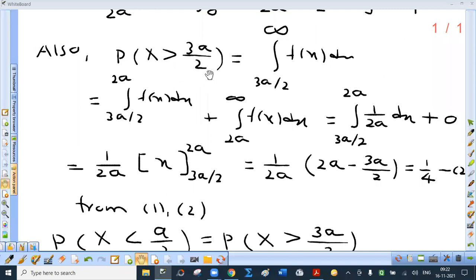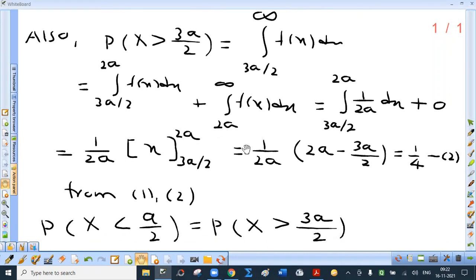So what is P of x greater than 3a by 2? It is integral 3a upon 2 to infinity f x dx, which is 3a upon 2 to 2a plus 2a to infinity. For this the function is 1 upon 2a. For this, it is 0. So 1 upon 2a, integral dx is x, 3a upon 2 to 2a. Now 2a minus 3a upon 2 is just a by 2, into 1 upon 2a is 1 by 4. Now from 1 and 2, it is clear that P of x less than a by 2 is the same as P of x greater than 3a by 2.